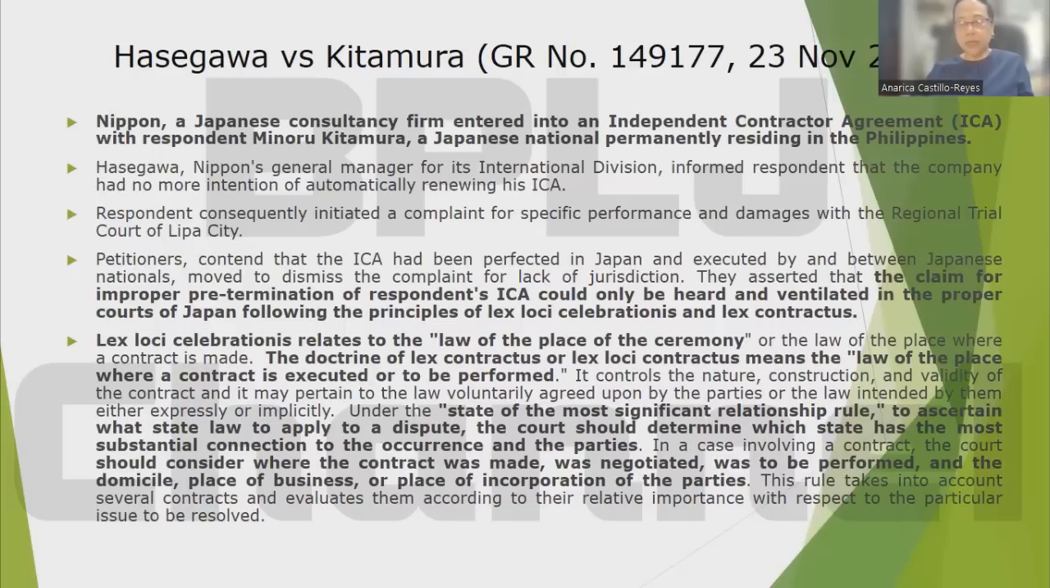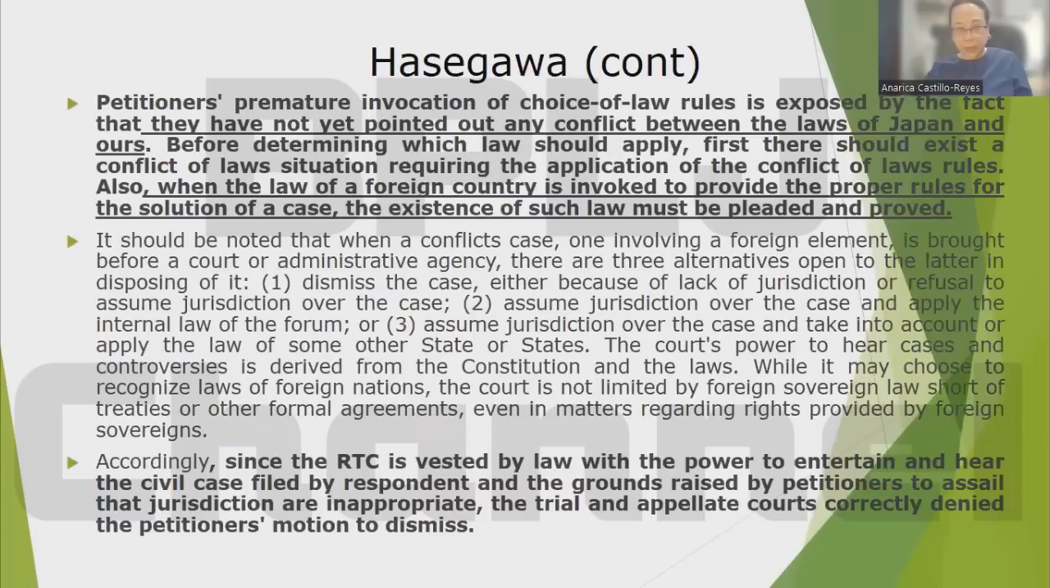So under the state of the most significant relationship rule, to ascertain what state law to apply, the court should determine which state has the most substantial connection to the occurrence and the parties. It should consider where the contract was made, was negotiated, was to be performed, and the domicile, place of business, or place of incorporation of the parties.